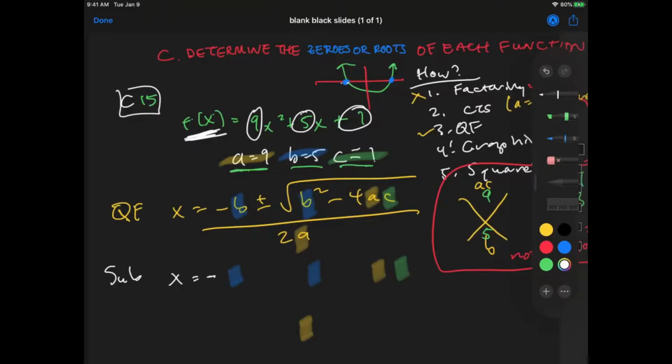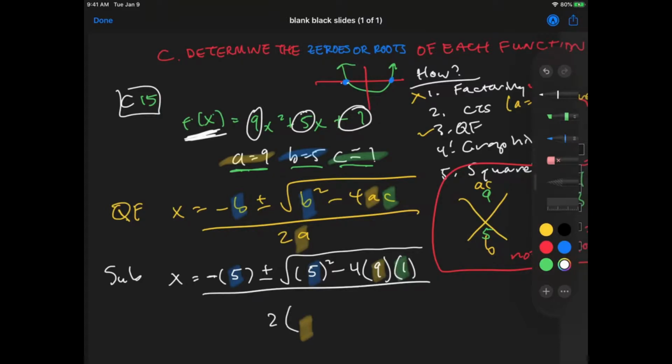X equals negative, remember substitutions here, and that would be a 5, plus or minus the square root of the b value, which was 5. We're going to square that, minus 4, or negative 4 times the a value, which is 9, times 1, all over 2 times the a value, which is 9.